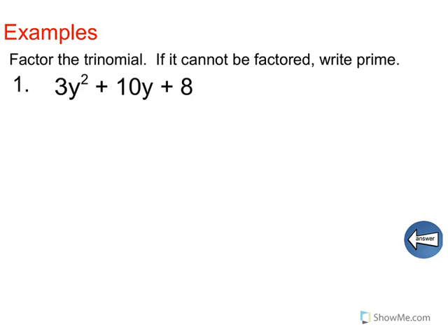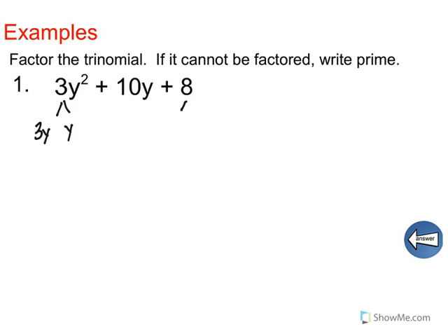Okay, so we're going to factor the following trinomial. And if it cannot be factored, then we're going to write prime. Now remember on this one, we're going to guess and check. So in the guess and check method, we factor the first term. So I factor 3y squared. So I know 3y and y could be my factors of 3y squared. And so keep in mind when we're factoring the first term, we want the variable to be in both of the factors. So 3y and y, perfect.